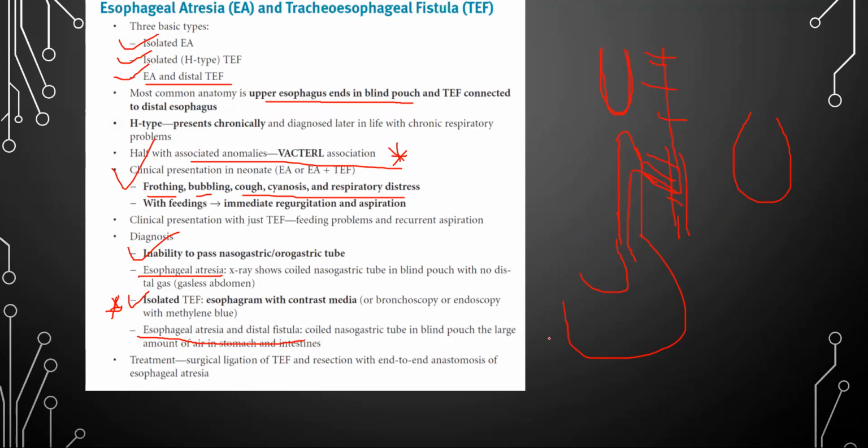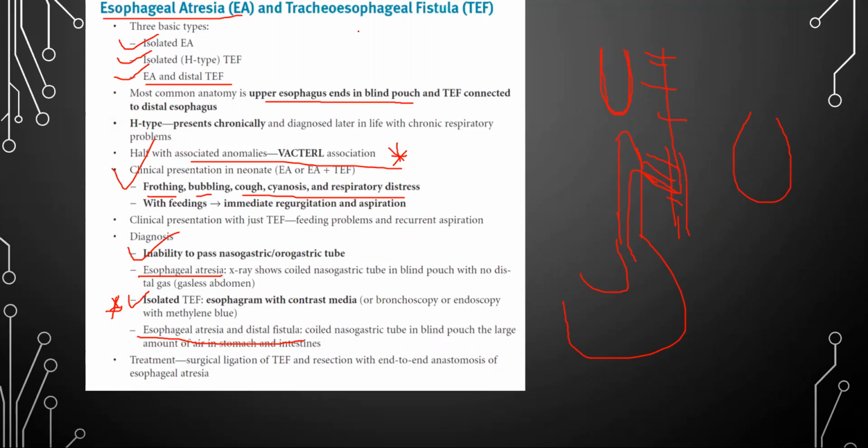In the exam, they will give you an X-ray. In the X-ray, if there is no gas in the abdomen with coiling of the NG tube, then you diagnose it as a case of esophageal atresia. If there is coiling of the NG tube with a lot of gas in the abdomen, then the diagnosis will be esophageal atresia with a distal tracheoesophageal fistula.